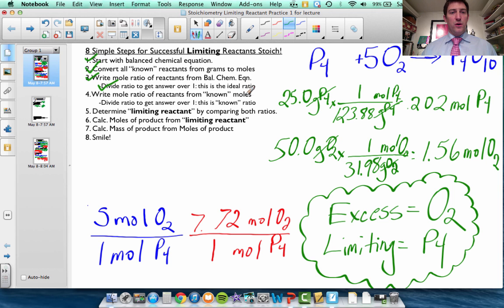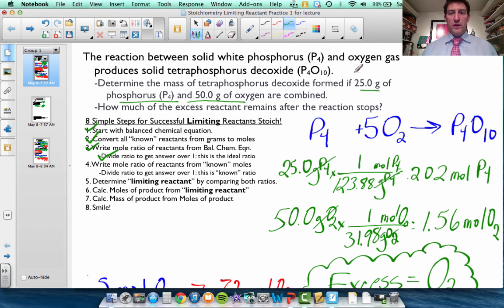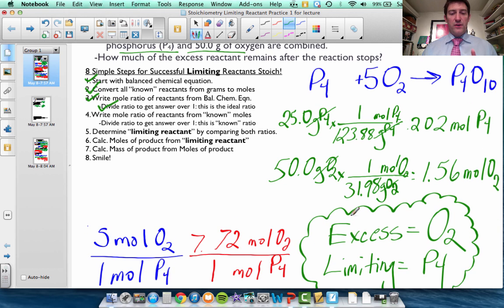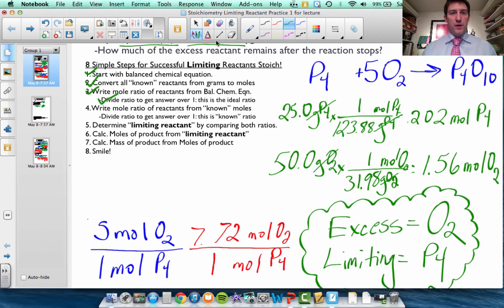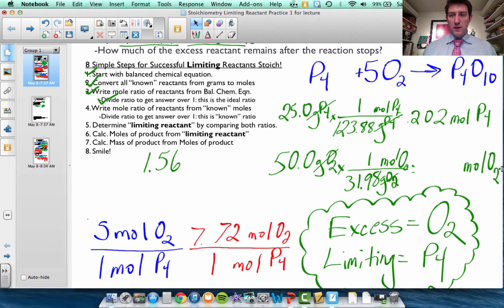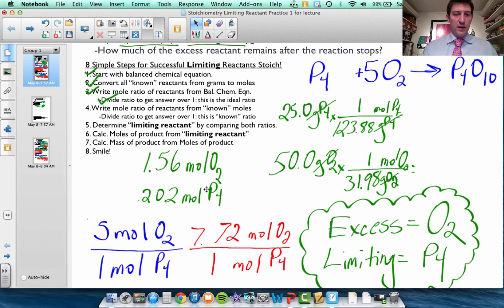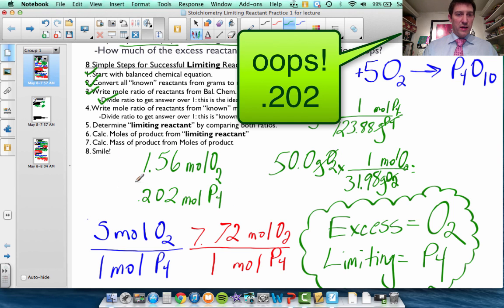Now let me remind you, the known, I'm going to scroll up. The known is the stuff that we purchased at the store. And we've already turned those into moles over here in green. Now I don't have this one on here, but I'm going to put it up here real quick. All I need to do for this part is keep them in the same order. So I have to have oxygen on the top. So I've got moles of oxygen, and then I need to put that over moles of phosphorus, just like I did in blue right below here. Okay, and I need a division line.